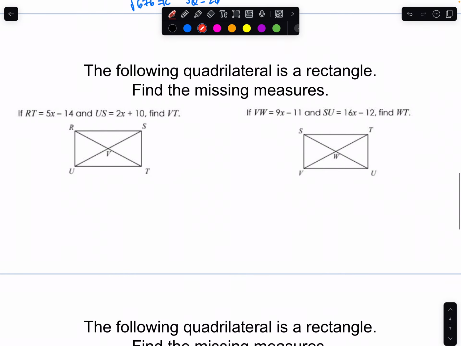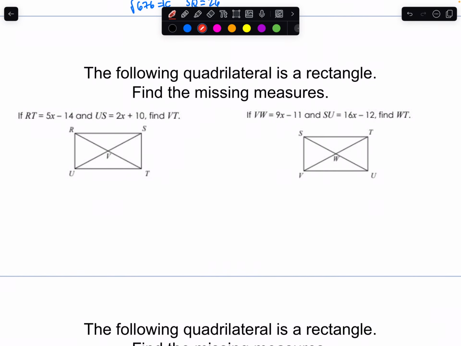In these following 2 examples, we're trying to find different values. So let's start with the first one. Whenever you're given a problem, you're going to want to write down the problem. So feel free to pause. Feel free to write this down so that you can label the picture. RT, this length, measures 5x minus 14. US, the other length, I'll color this something different in red. US will measure 2x plus 10. I'm trying to find the length of VT.